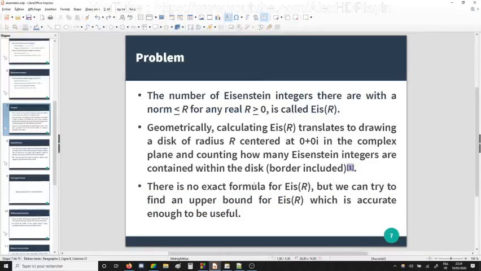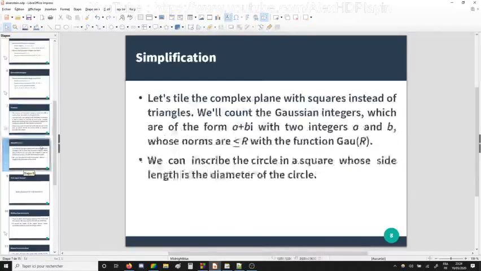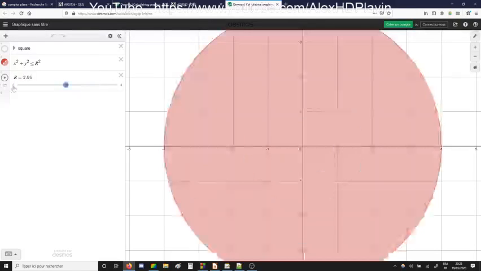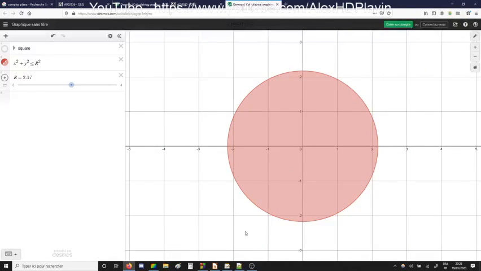But we can try to find an upper bound, which is accurate enough to be this one. So how could we find an upper bound? Well, we could maybe simplify the problem first. So let's tile the complex plane with squares instead of triangles. So we would have this. See, just squares. And you just do stuff with the circle, or with the disk rather.